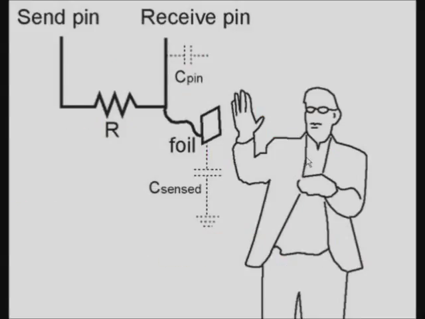The circuit we will be using in the game is out here. So you have a send pin that sends a signal through a resistor R, and there is a receive pin which receives the signal. And this is our wire out here. So when someone touches the wire, what happens? He adds an extra capacitance to the circuit, and this receive pin senses this change in capacitance and does the work we want it to do.